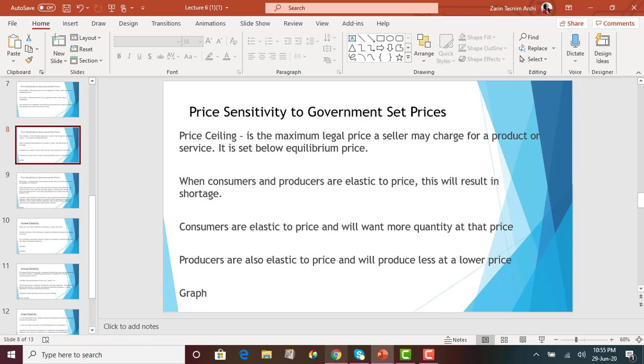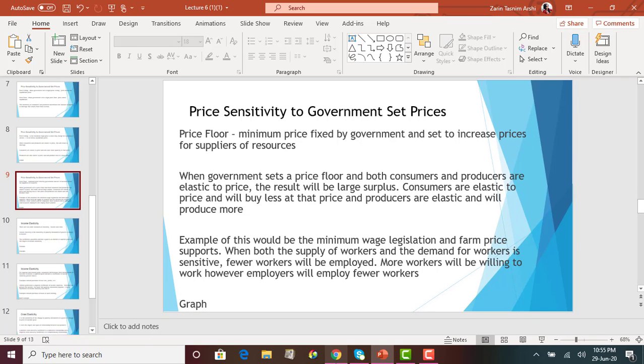So an example of a price floor would be the minimum wage legislation, right? If the government comes in the market and says to the companies, the minimum you have to pay the labor is $10, then firms will demand less labor, right? Because their cost of production will go up. On the other hand, more people will be willing to work because they're going to get paid higher. So that's when we are going to have a surplus of workers, but the demand for workers will be less.